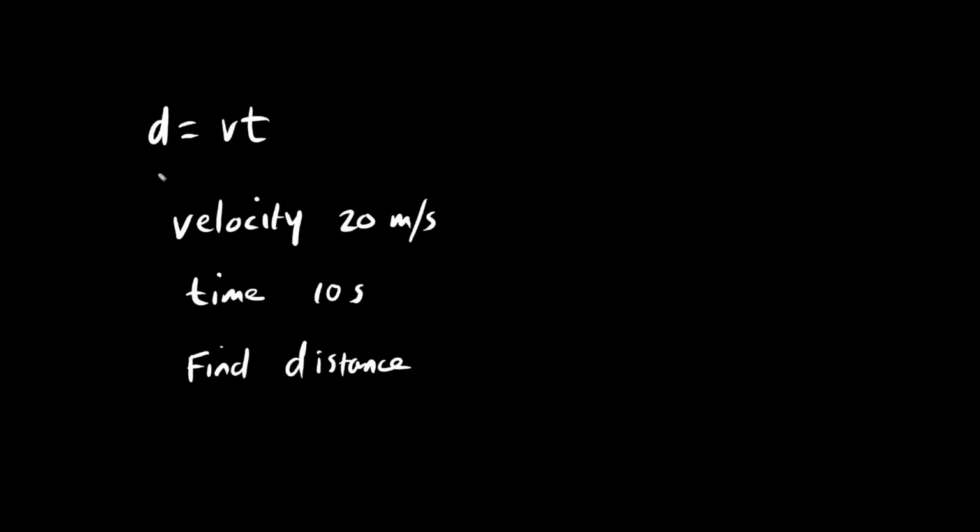Again, we use the formula distance equals velocity times time. We're trying to find d, the distance. We have the velocity as v, 20, multiplied by time, 10. So the distance is 20 times 10, which is 200 meters.